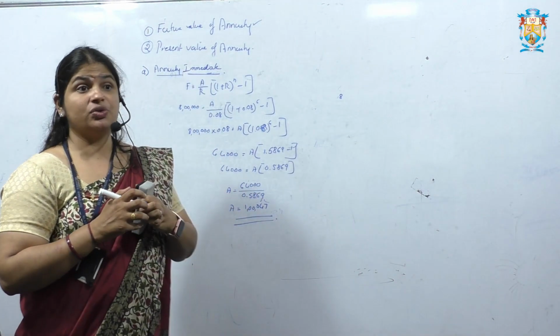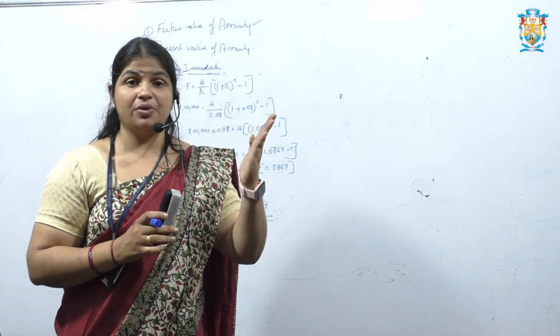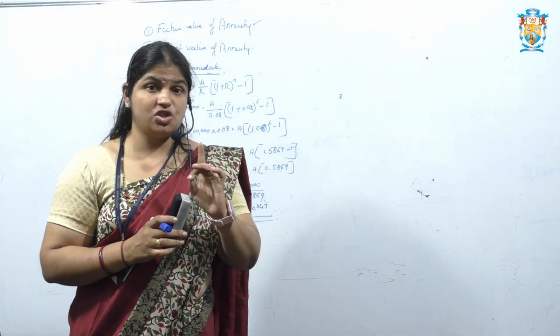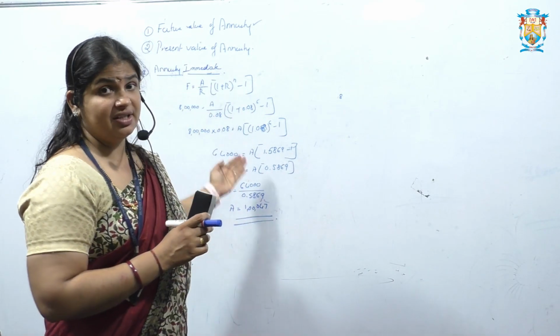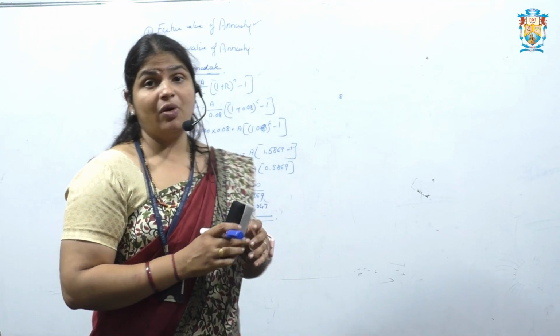So just look into the difference between the two methods. The one which I solved first is due. Now I solved it under immediate to calculate the value of A. This is all about the given problem.